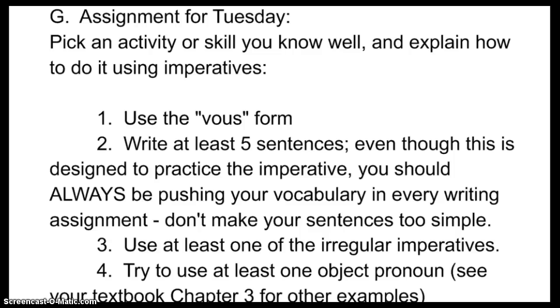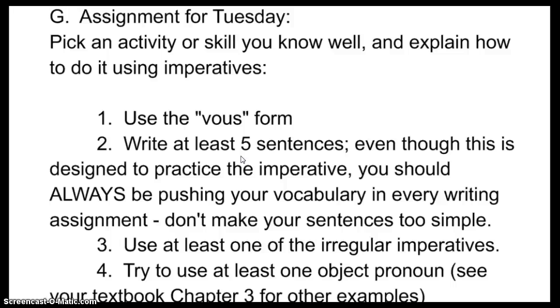Your assignment for Tuesday, in addition to the other written assignment that's on Blackboard, pick any activity or any skill you know well, anything that you could explain to somebody else how to do, and do that. Explain how to do it using the imperative. Use the vous form and write at least 5 sentences. And remember, even though this is an activity meant to practice the imperative, that doesn't mean you're not in French 4 anymore. You should always be writing sentences that are as complicated as you can make them on your own using your resources, dictionaries, and your textbook.